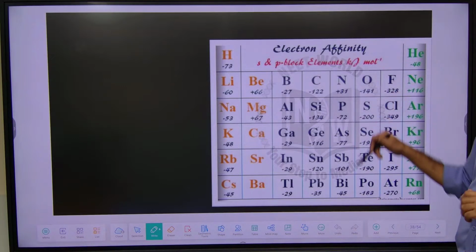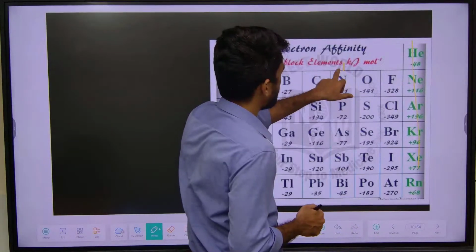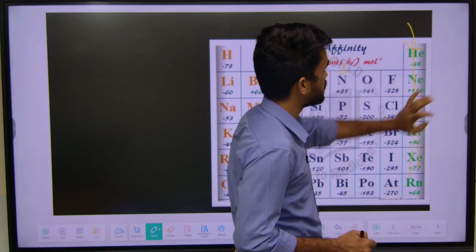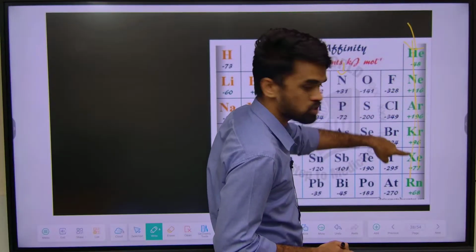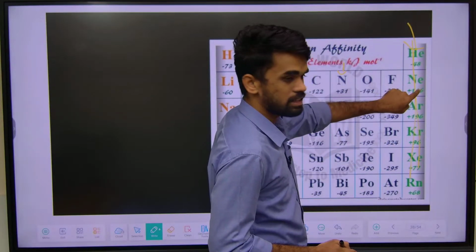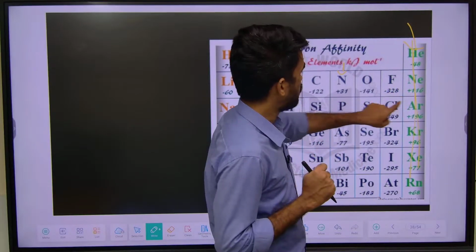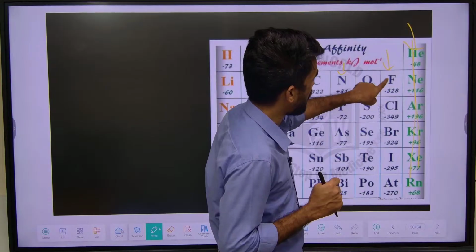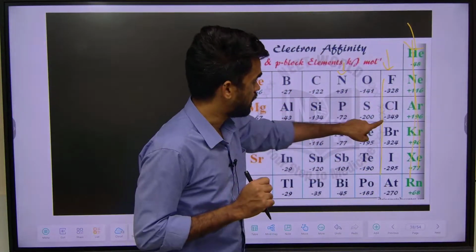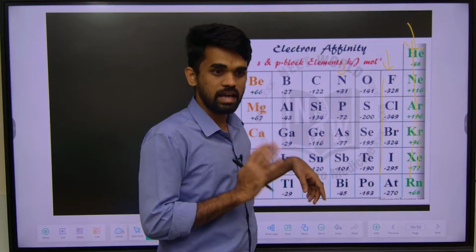So this table says very clearly that for the stable electronic configurations of nitrogen and noble gases, the values are positive. This number says the electron gain enthalpy is positive, meaning they do not like to gain the electron, whereas halogens have more negative values. They have more tendency to gain the electron. The more negative the value, the more easily they can gain the electron.